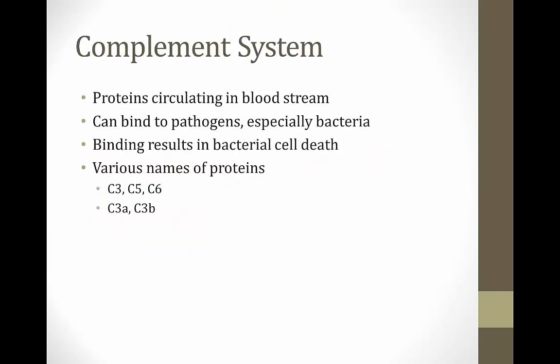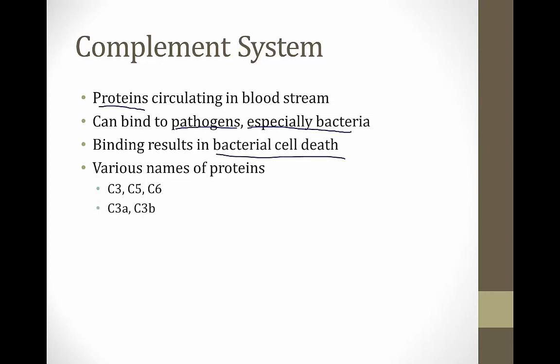The complement system is a collection of proteins that circulates in the bloodstream. It can also be found in tissues, and these proteins can bind to pathogens that get inside the body, especially bacteria. And once they bind to pathogens like bacteria, the result is bacterial cell death.